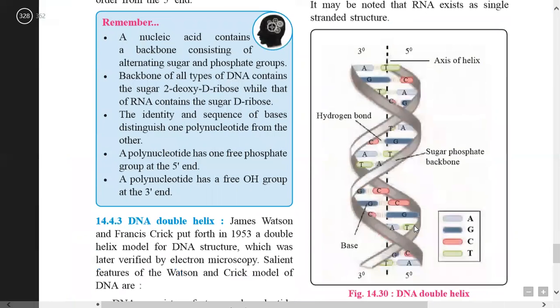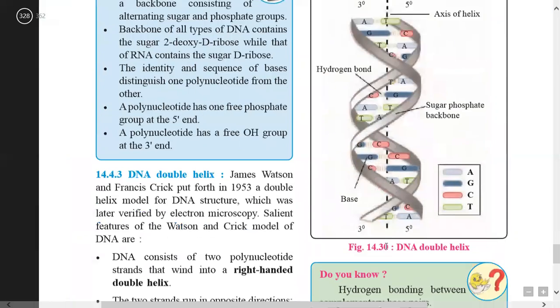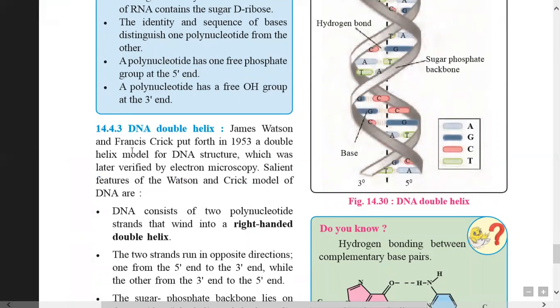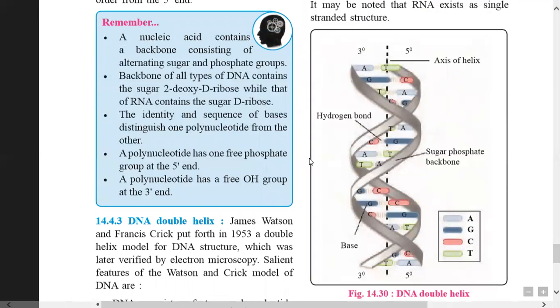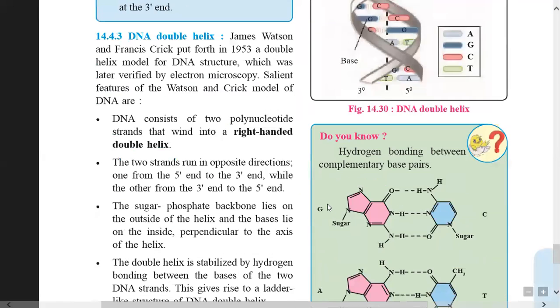Then the DNA double helix molecule. James Watson and Francis Crick, called the Watson and Crick model, gave this model in 1953. This model is a double helix model of DNA structure, which was later verified by electron microscopy, and the salient features of the DNA model, that is the double helix structure, are shown in this figure.